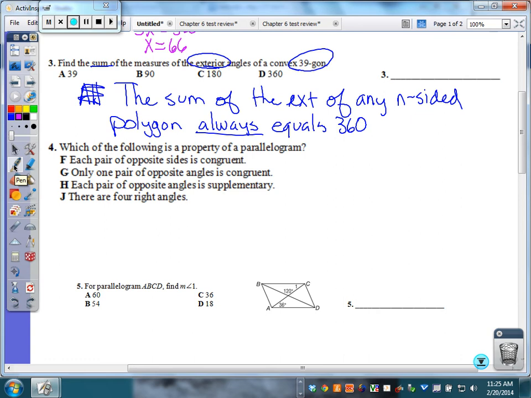Okay, which of the following is a property of a parallelogram? All of them are not, except for each pair of opposite sides is congruent. Because again, if there are 4 right angles, that's going to give me a rectangle or a square, but that's not a property of a parallelogram. Each pair of opposite angles is supplementary? No, that's not true. Each pair of opposite angles is congruent. Only one pair of opposite angles is congruent? No, that's false. Both pairs have to be congruent. Both pairs of opposite angles are congruent.